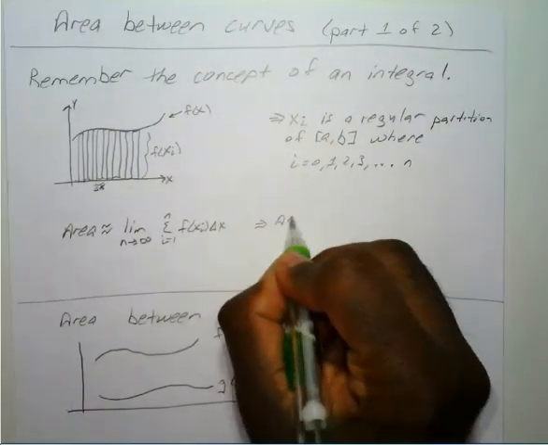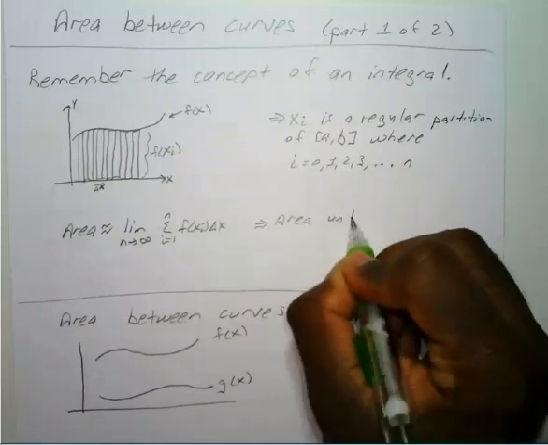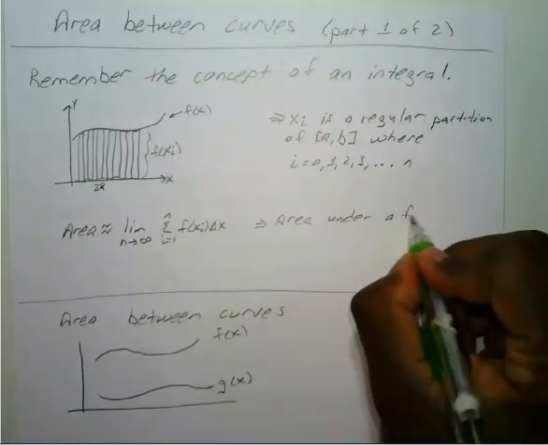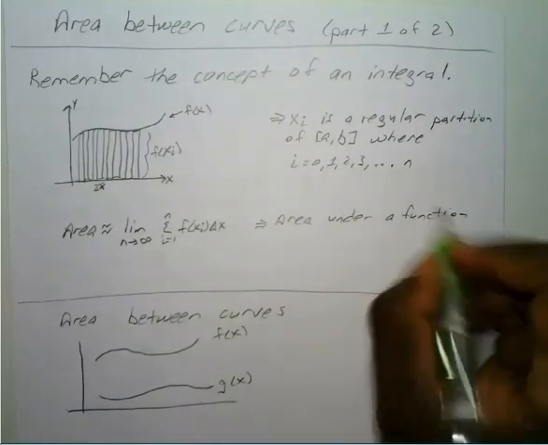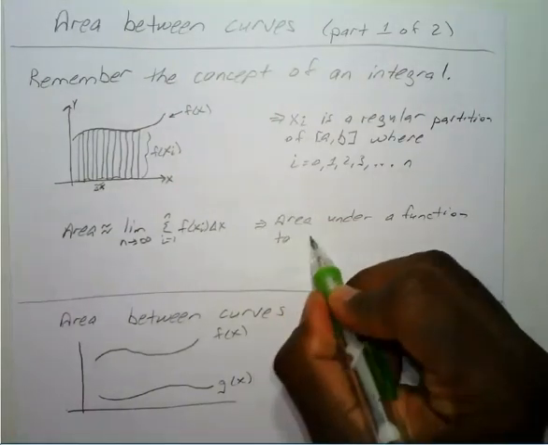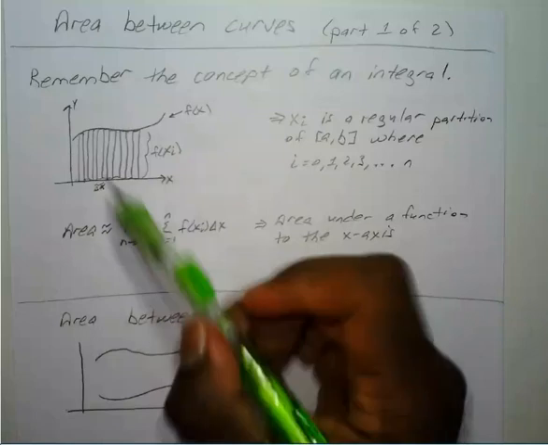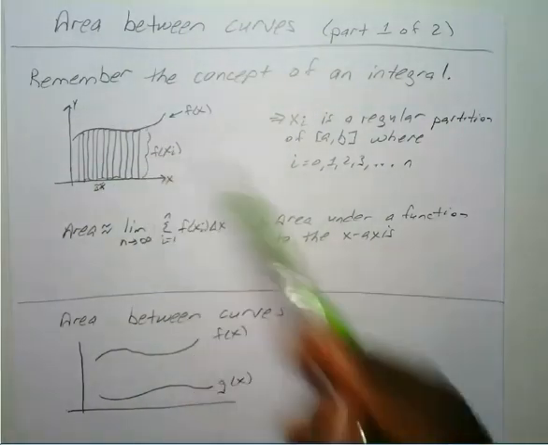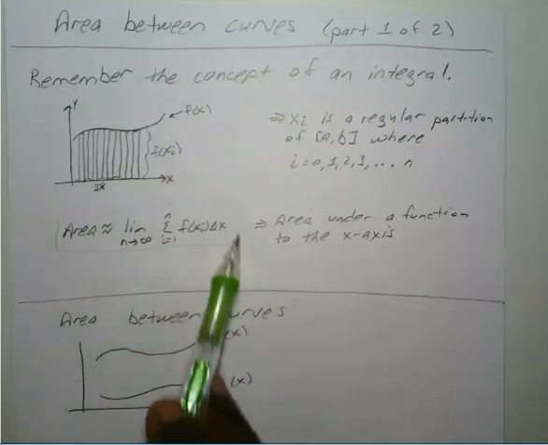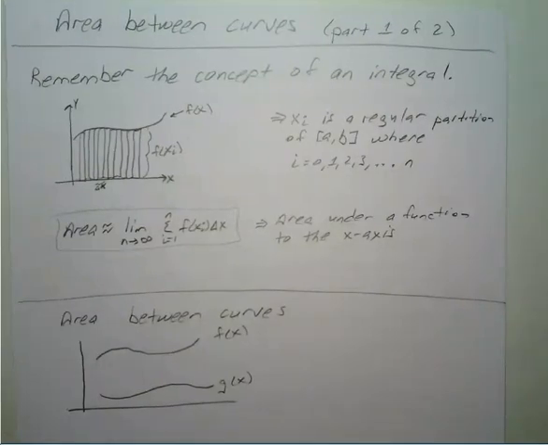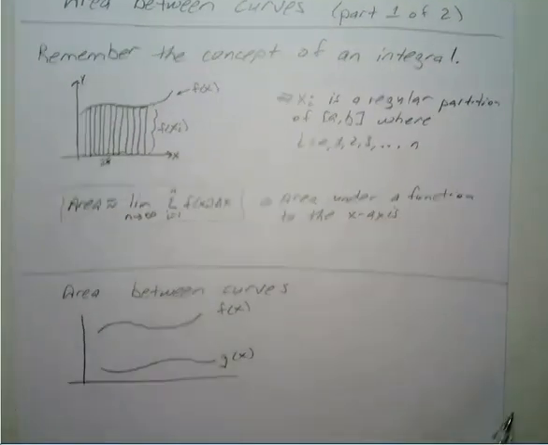And this is the area under a function to the x-axis. So from that function to the x-axis, this is our area formula. I'm sure you've all seen this one right here.